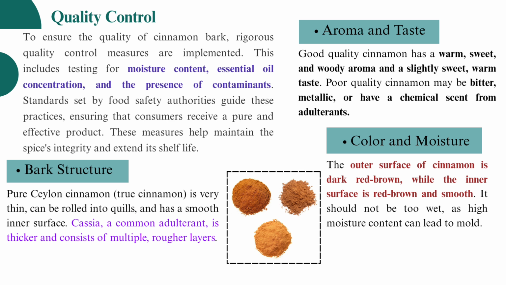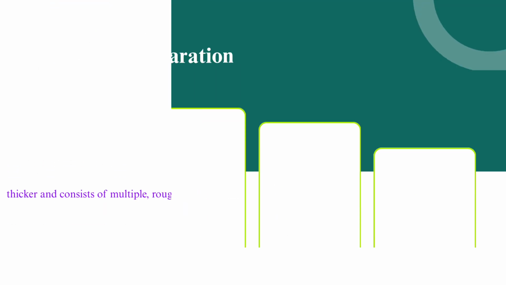Aroma and taste. Good quality cinnamon has a warm, sweet, and woody aroma and a slightly sweet, warm taste. Poor quality cinnamon may be bitter, metallic, or have a chemical scent from adulterants. Color and moisture. The outer surface of cinnamon is dark red brown, while the inner surface is red brown and smooth. It should not be wet, as high moisture content can lead to mold.